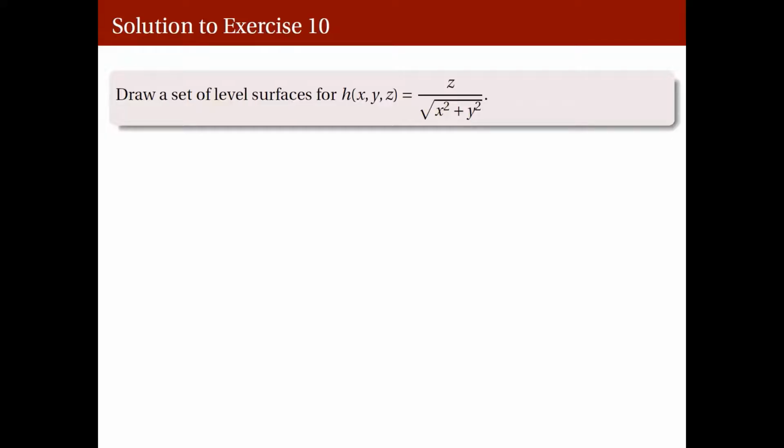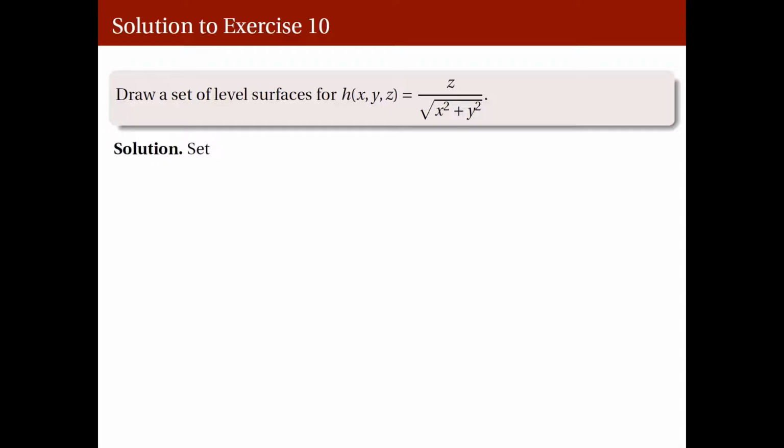Finally, for item number 10. All right, so for this one, we will be drawing a set of level surfaces for h equal to z over square root of x squared plus y squared. Take note, this is the best that we could do about functions of 3 variables, no? Draw a sketch of level surfaces lamang, no? We cannot do the 4D sketch, no?